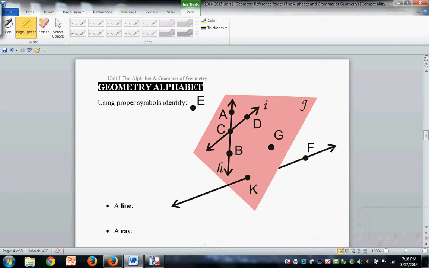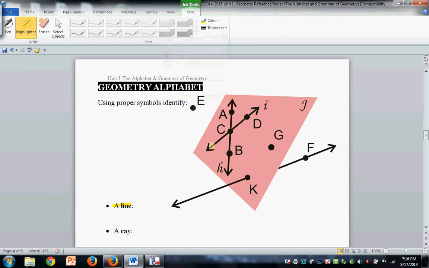Okay, students, this is the geometry alphabet, so we're going to go through the kinds of symbols you need to be comfortable using in this class. Now, in this diagram right here, we're going to name several things. You need to be aware that there's multiple answers here. I'm only going to give you a few examples. First off, a line. We have 3 of them here.